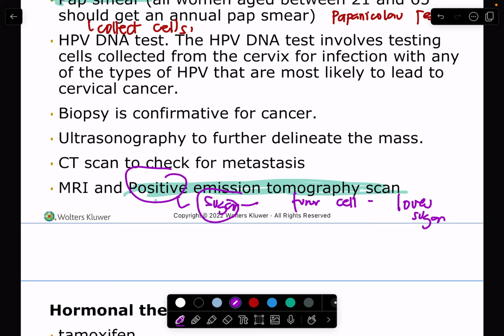And once sugar is being utilized at naka-confine lang siya sa isang lugar, under the scan, nakita natin na there is a collection of sugar into that specific part of the person's reproductive organ, like in the cervix, most probably may presence ng tumor dyan. Because tumor loves to steal sugar. Okay? So that is the role of the PET or positron emission tomography scan.